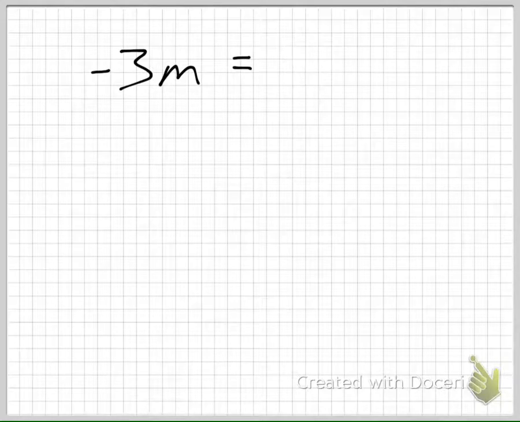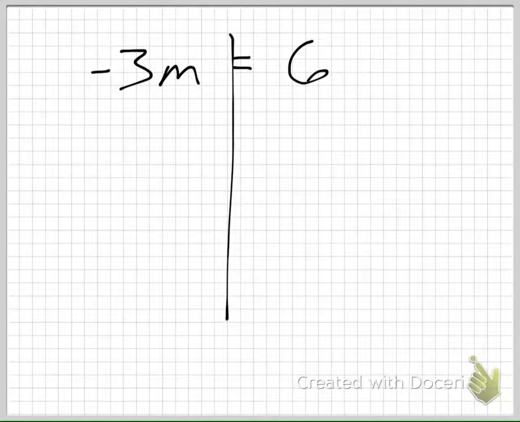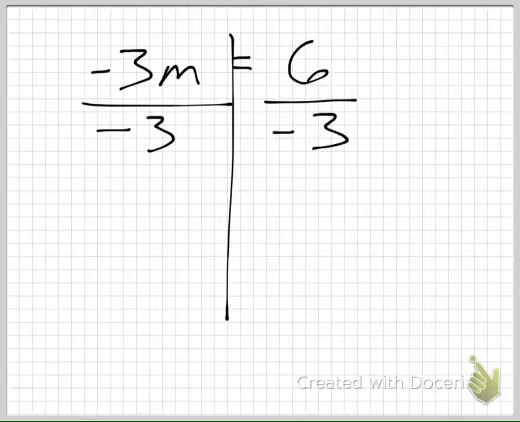Okay, what about this then? What if I have this? Negative 3m equals, I don't know, 6. What do I do here? Line down the equal sign. Is the variable happy? No. Why not? He's not alone. Who's with him? The negative 3. What's the negative 3 doing to him? It's multiplying him. What's the opposite of multiply by negative 3? Divide by negative 3.